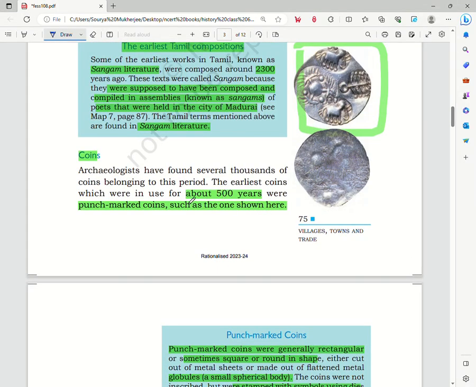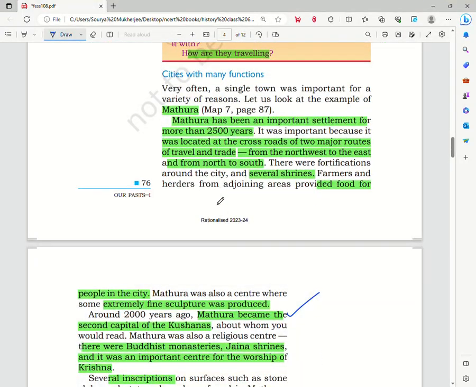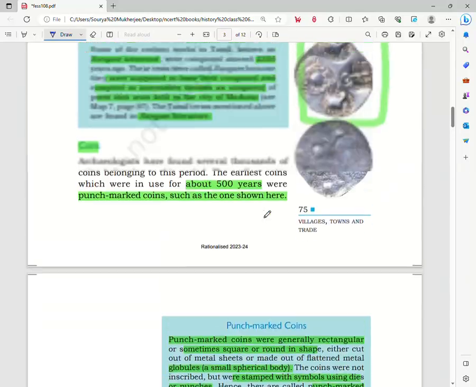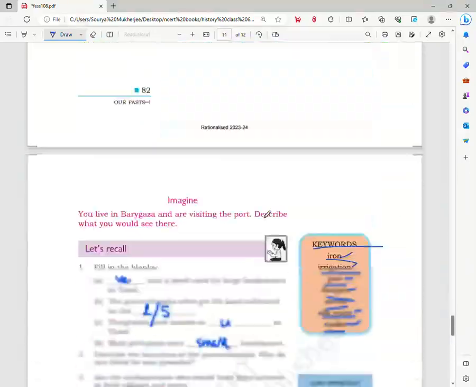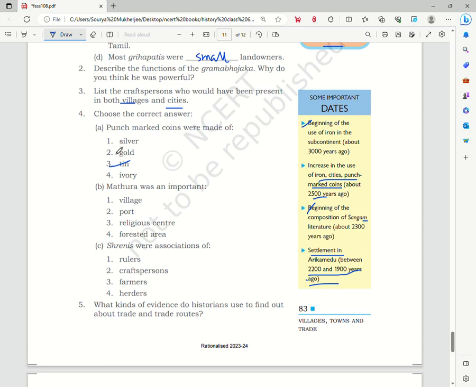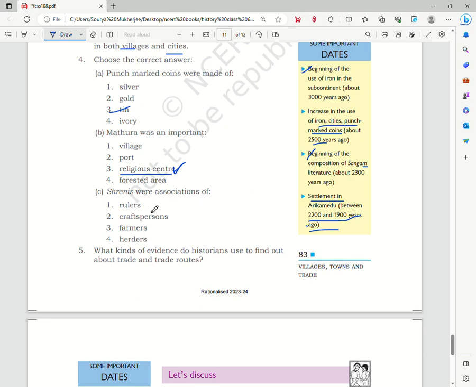I think punchmark coins are made mainly using tin, because ivory coins are not made of ivory. Gold and silver was quite precious, so I think punchmark coin was used mainly with tin. And Mathura was important as a religious center. As we saw, there were many monks, Buddhist viharas, Jain temples, and also many temples for the worship of Krishna in Mathura. Shrenis were associations of craftspersons.